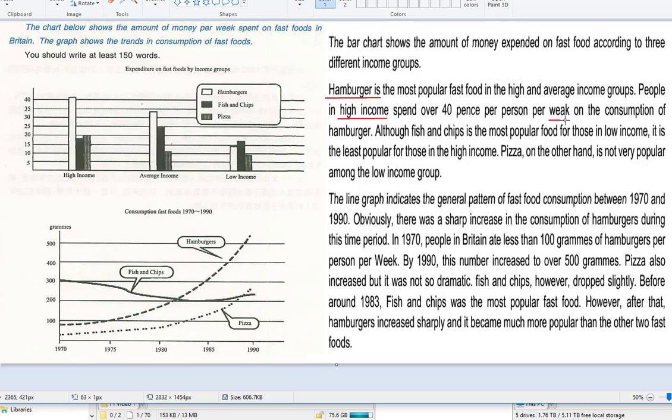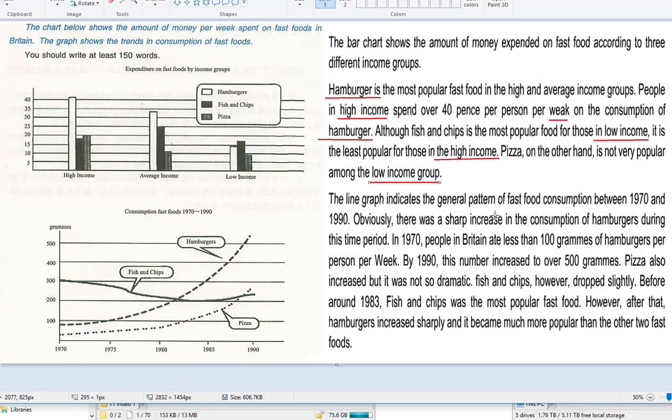Why is wheat spelled like this? On the consumption of hamburgers, again, plural. Although fish and chips is the most popular food for those in low income, here again we have in low income, in high income, among the low income groups. See, here he uses group. Why not use group here as well?